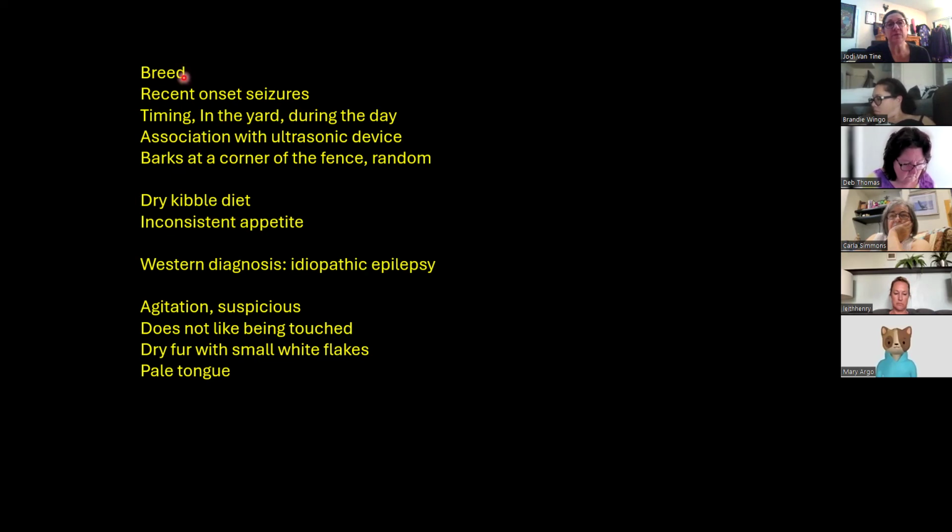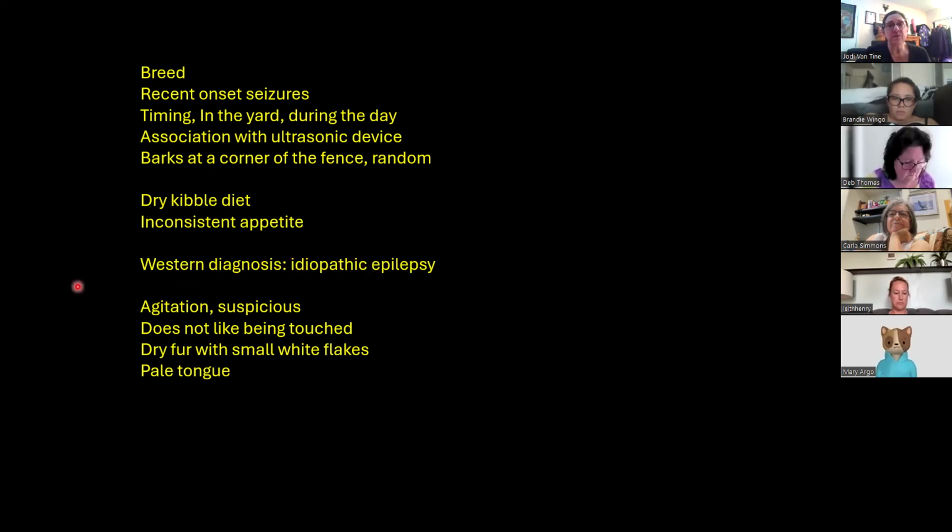So we'll always take the breed and the signalment, for example. The seizures are recent onset, they are acute. The timing was in the yard during the day. Again, that might go back to looking at the Harari clock. There also was probably an association with the ultrasonic device, the bark collar, and then it barks randomly at a corner of the fence. The diet, I always add in information about the diet. And again, in this one, it was a dry kibble, and the appetite's inconsistent. So the Western diagnosis here is idiopathic epilepsy.